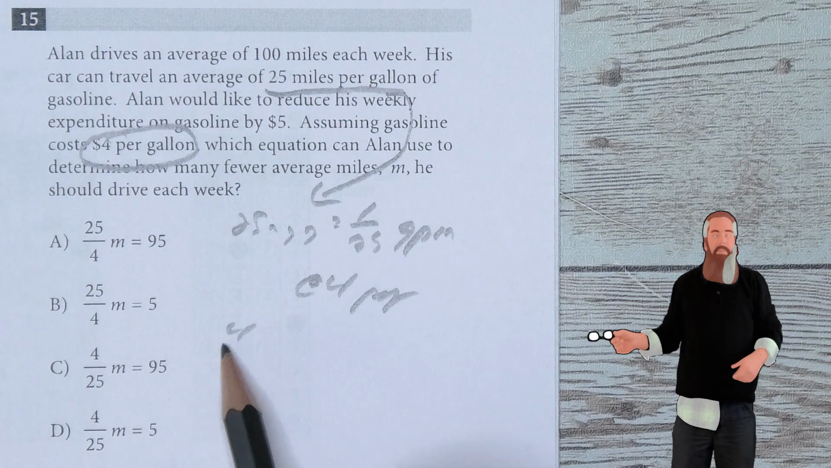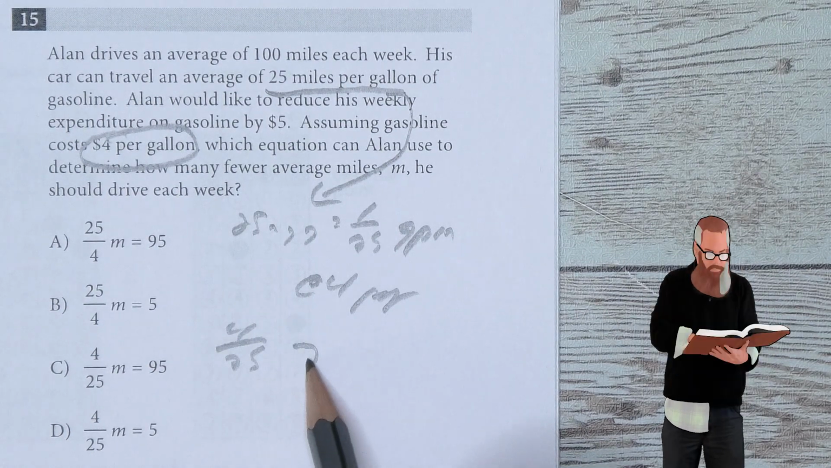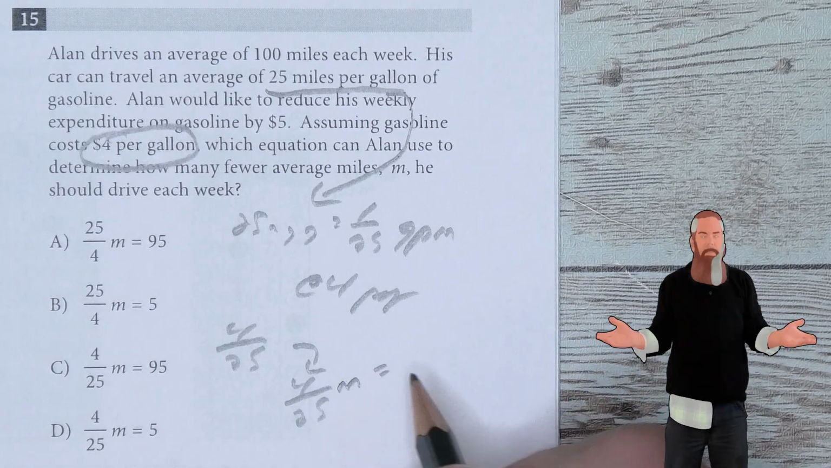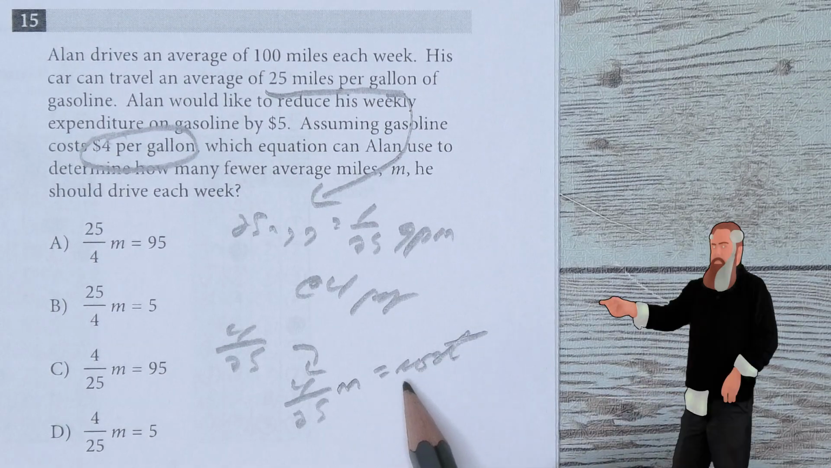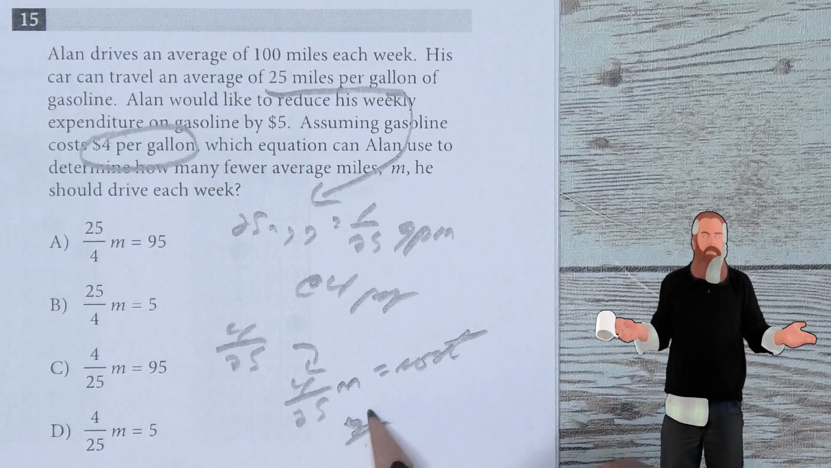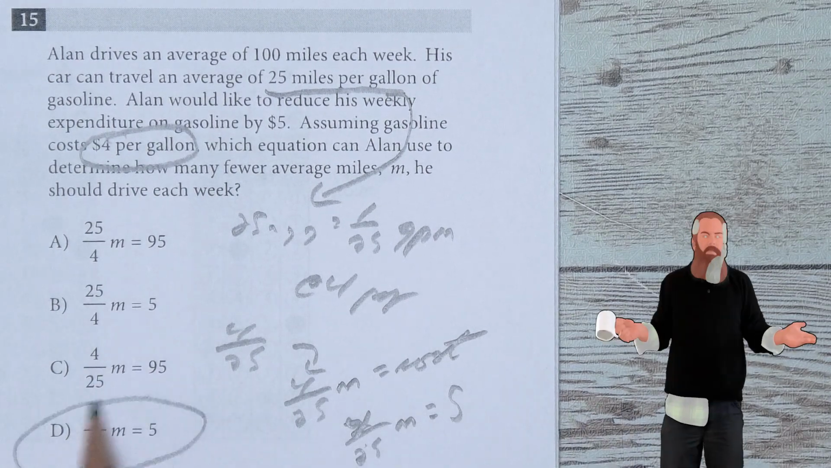So we're dealing with 4/25 as our ratio. This means I am dealing with a 4/25 times M, and that's going to equal the cost. Since the current cost is $5, I can say 4/25 M would be equal to 5. That gives me D as the answer.